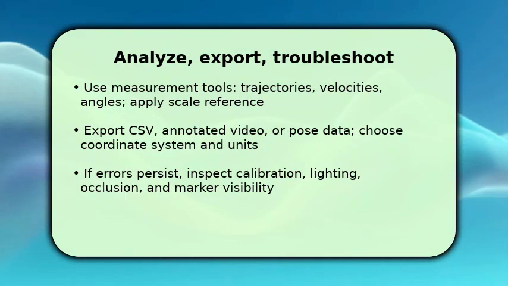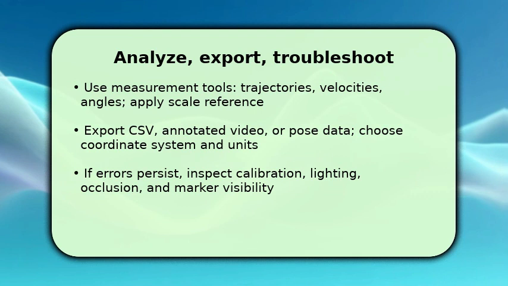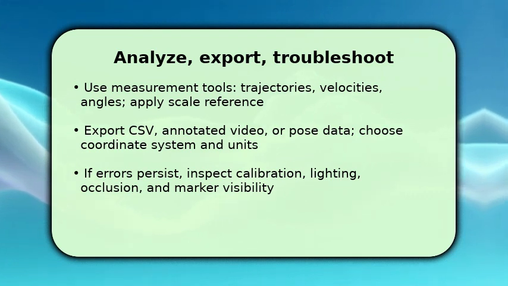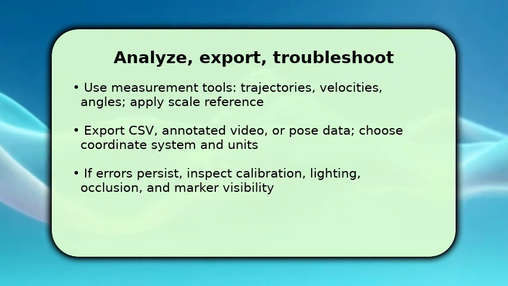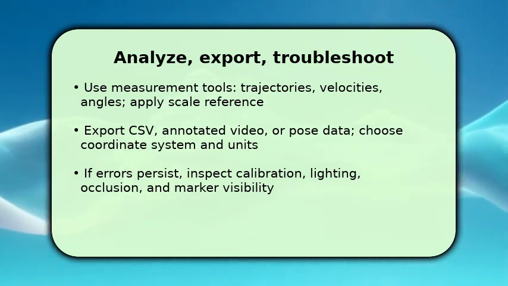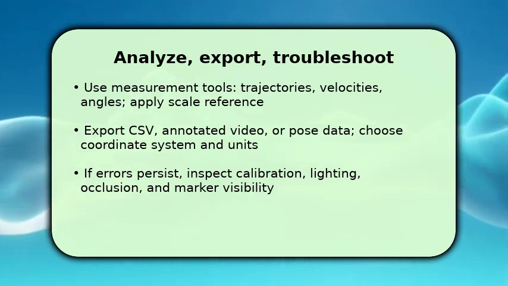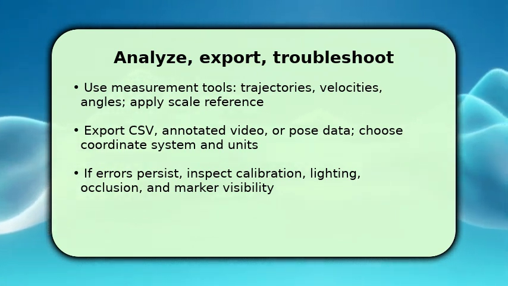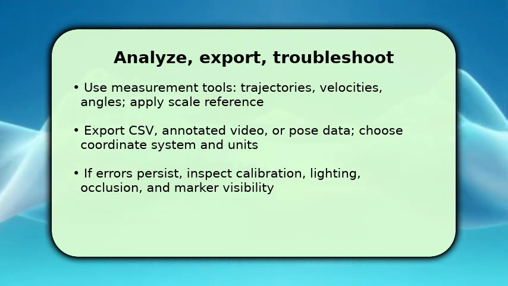Finish by extracting meaningful data and exporting results. You should apply a scale reference to convert pixels to real-world units, then compute trajectories, velocities, and angles so outputs are directly usable. Once satisfied, export CSV or annotated video and select the correct coordinate system and units. If numbers look wrong, troubleshoot by verifying calibration, checking for occlusion or lighting shifts, improving marker visibility, or rerunning tracking with tighter constraints. Fixing those usually resolves persistent errors.